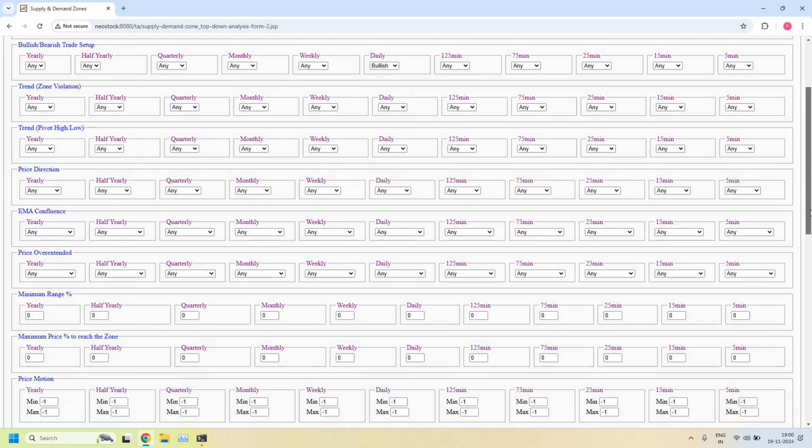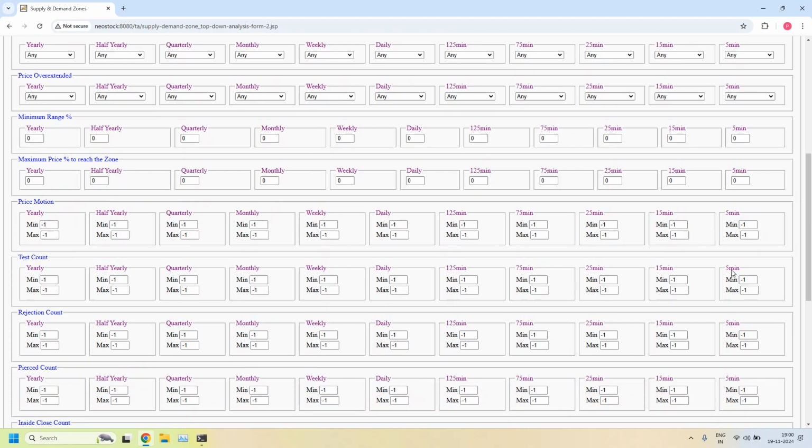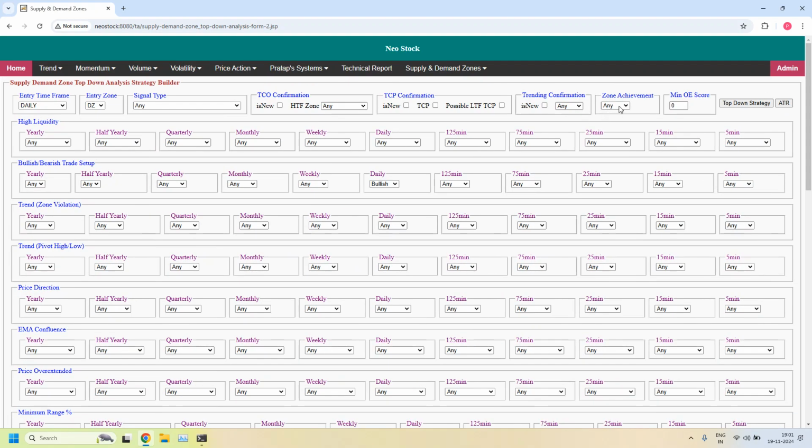And this daily demand zone should not be pierced. So in the pierced count parameter, at the daily time frame, that is entry time frame, I am setting minimum value to 0 and maximum value to 0. That means pierced count should be 0. Pierced count 0 means zone is not pierced. And zone achievement should always be violated opposing zone.